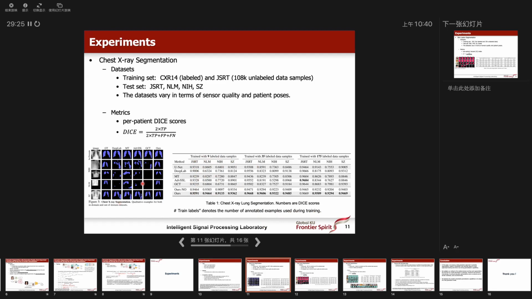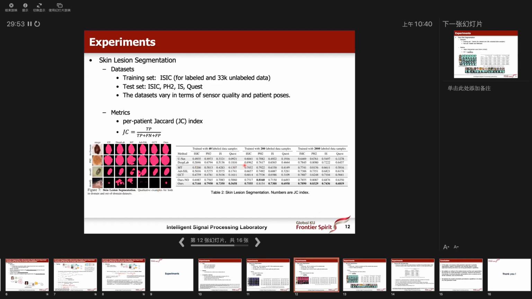And from the qualitative results, we can see that the proposal, when tested on the out-of-domain datasets which didn't get involved in the training, also achieved comparatively good performance. And for the skin lesion segmentation.